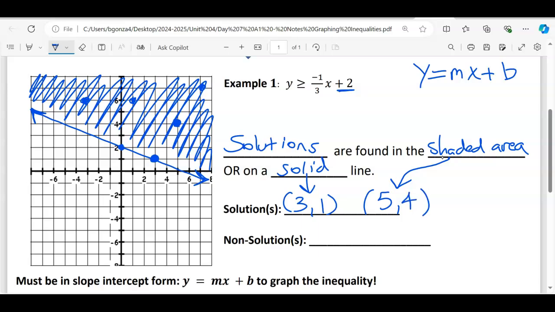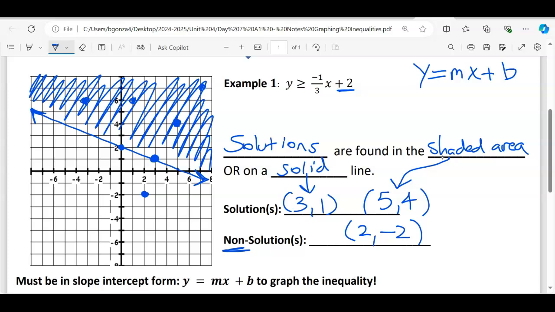Sometimes you'll get this backwards where they'll give you some points and ask you, is it a solution? So you know a point is a solution if it's in the shaded area or on a solid line. Now, what's an example of a non-solution? Well, I'll pick some random point down here in the unshaded area. 2, -2. Well, that's an example of a non-solution, not in the shaded area.